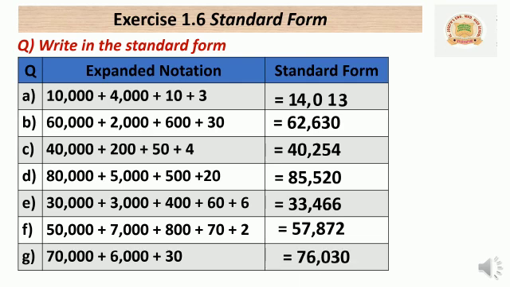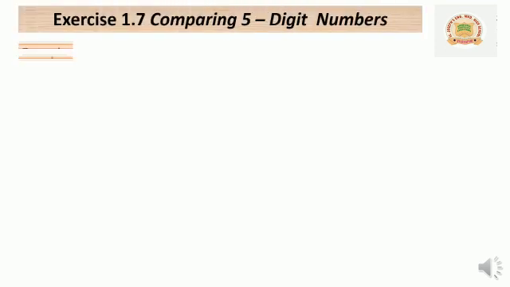76,030. See here, children, can you see here? We don't have a number in the hundreds place, also the ones place. So directly we have put zeros over there. This is the method to write the standard form of the number. Let us move to the next part of our video, that is comparing of the 5-digit numbers.